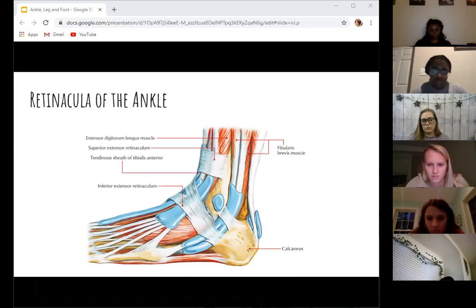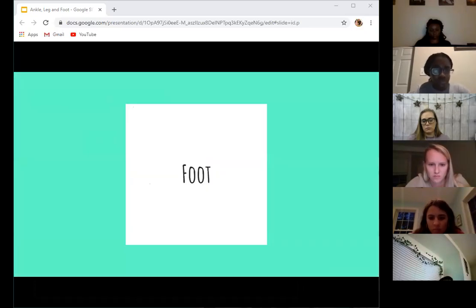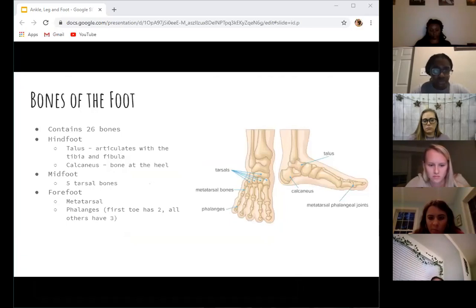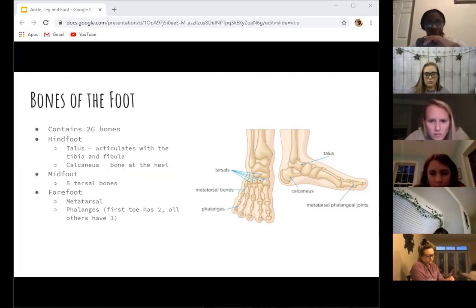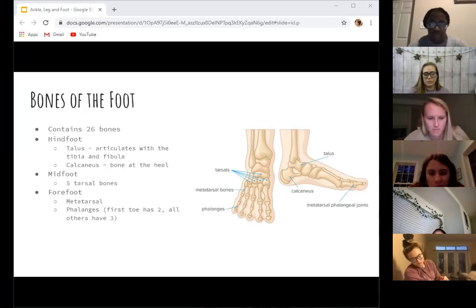And then finally, we're going to cover the foot. So in total, the foot contains 26 bones. It is divided into three sections. So you have your hind foot, your midfoot, and your forefoot. The hind foot consists of the talus and the calcaneus. The talus is the bone that articulates with the tibia and the fibula, and your calcaneus is typically what we refer to as the bone of the heel. So those are in the back.